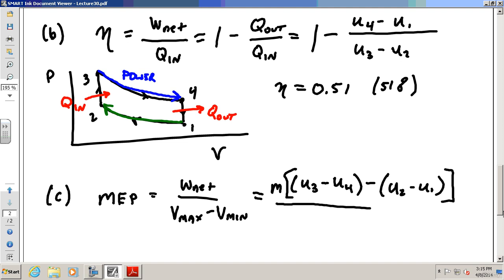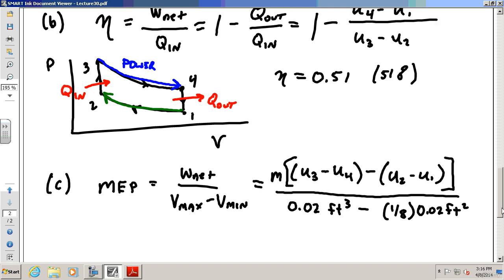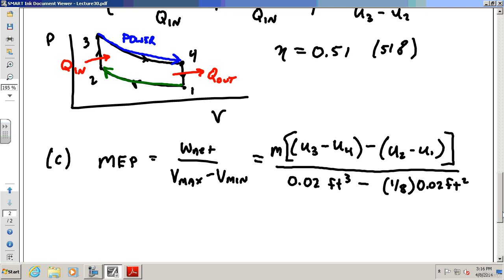Let me do the bottom. The bottom is very simple. The max volume of the cylinder is easy. That was given in the problem as 0.02 feet cubed. Your minimum volume of the cylinder is also easy, because you know your compression ratio, it's 1/8 of 0.02 feet cubed, right? Because your compression ratio says your minimum volume is 1/8 of the max volume. You know U1, U2, U3, U4, everything. The only thing you don't know is the mass, but you can use ideal gas. Mass is equal to PV over RT.